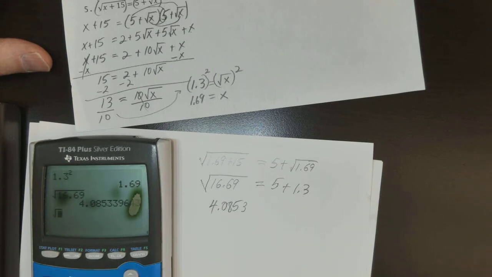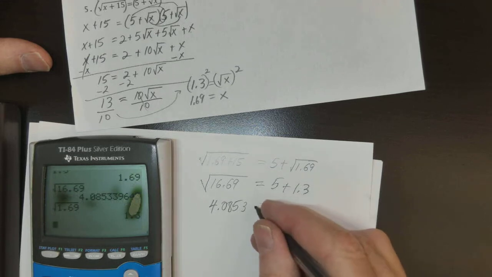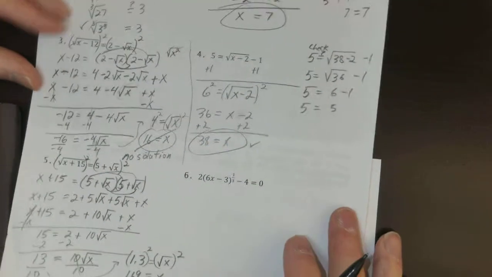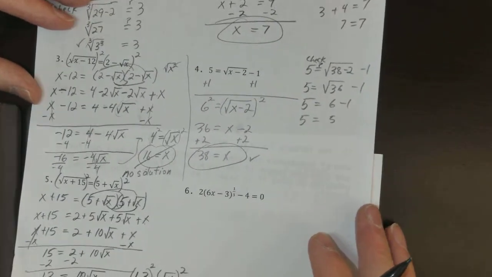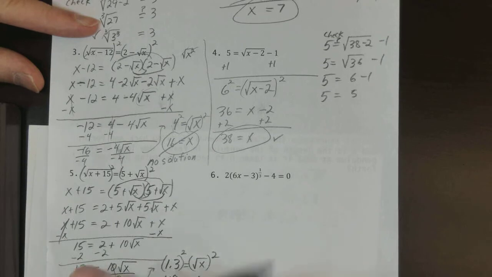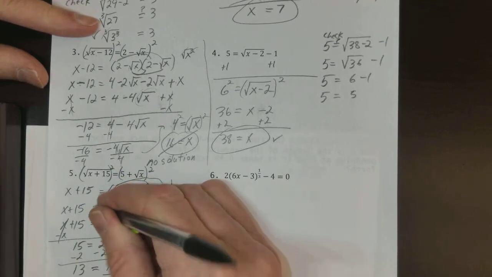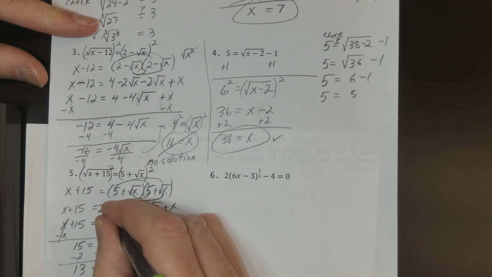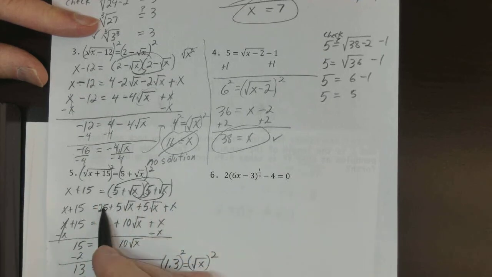I'm going to check, because I might have missed something here. 5 plus 1.3, that's 6.3. Those aren't equal. Let's look at the work one more time. Okay, I see the problem. How many of you caught that 5 times 5 is not equal to 2? 5 times 5 is 25.